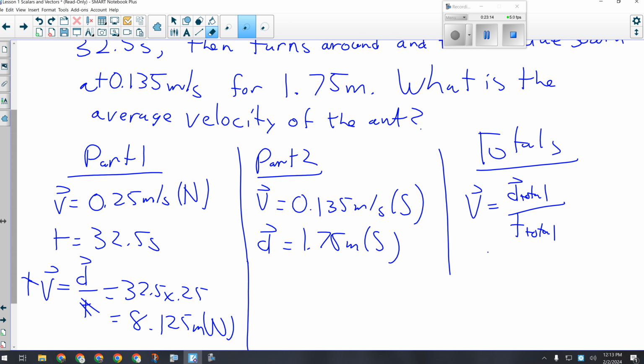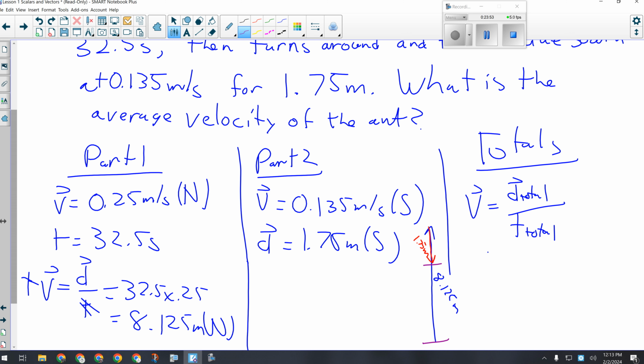Would you agree? Okay, I've got 8.125 meters north and 1.75 meters south. What do I do with those two numbers? Make the south one negative. Right, make the south one negative. Okay, remember I was telling you we draw vector diagrams in a certain way. We draw them tail to head. So this would be my 8.125 meters north. Okay, and then I would have my 1.75 meters south.